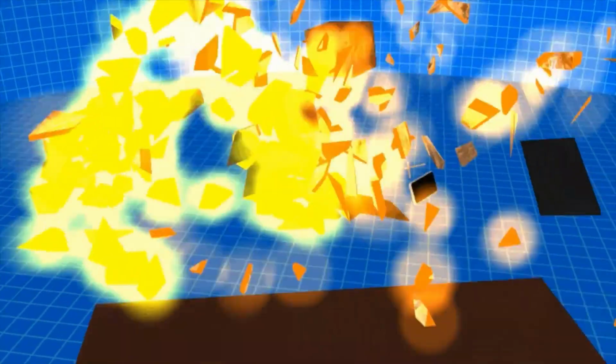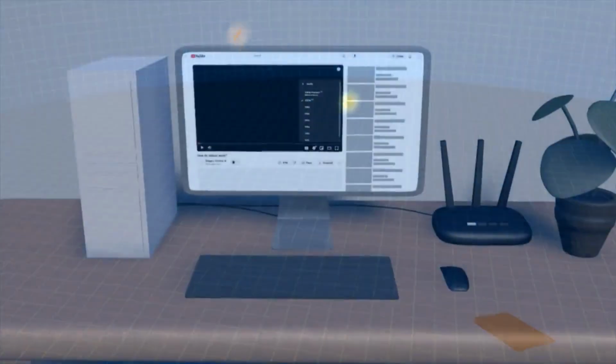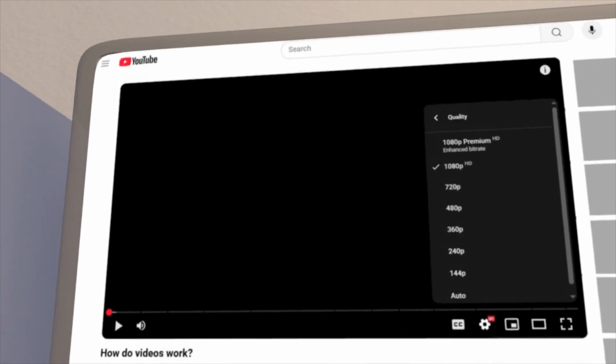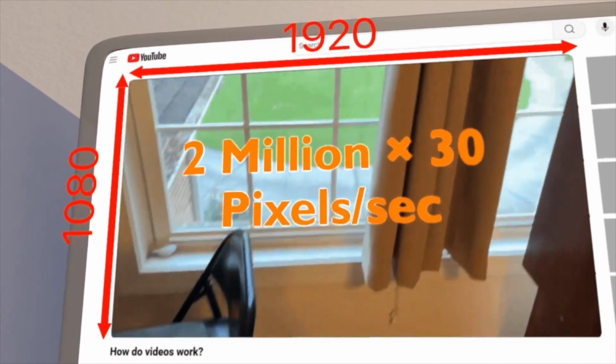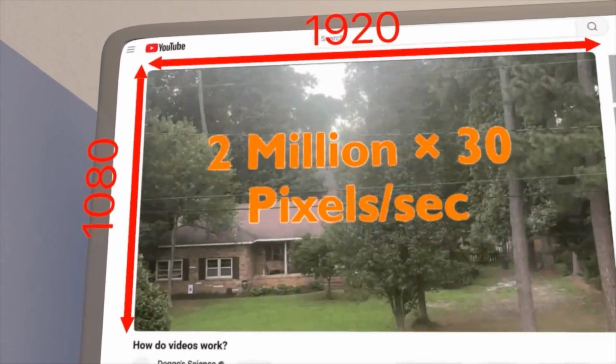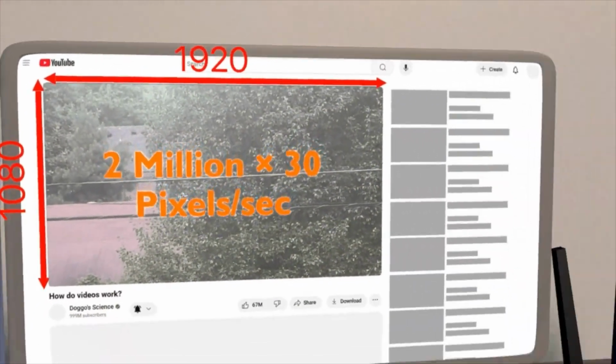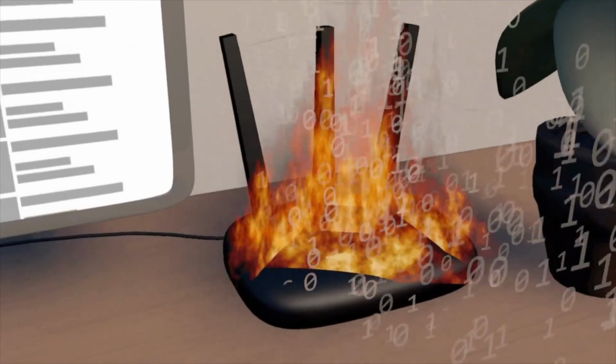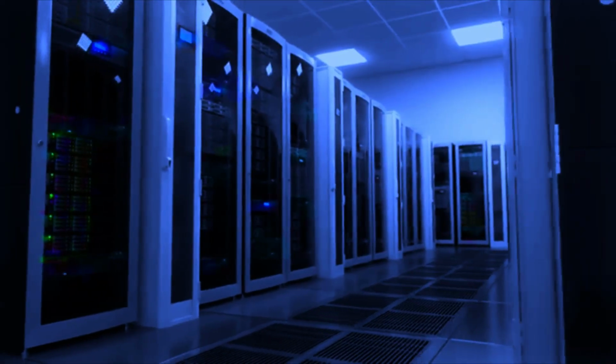Your computer might explode without this. You're watching this video in HD at 30 FPS. That means there are over 2 million pixels flashing on your screen 30 times every second. If we sent all that raw data straight to your device, your Wi-Fi router would literally melt. So, why hasn't the internet collapsed under the weight of video?